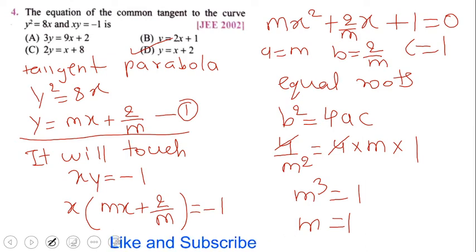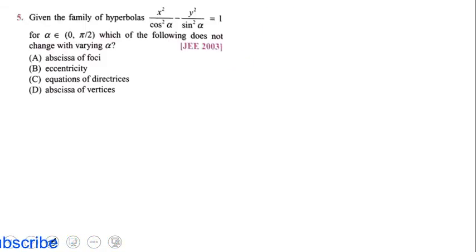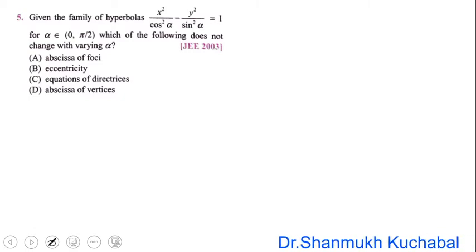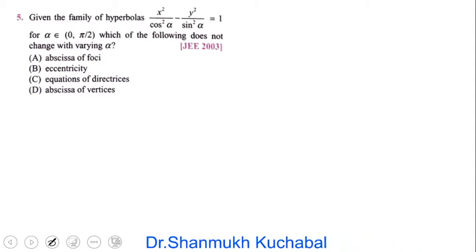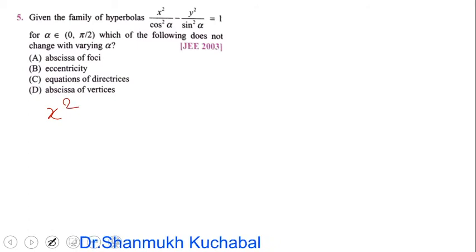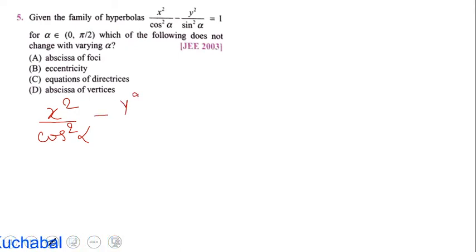This is the first page solution and this will be the second page solution. Okay, we'll move to the next example. So given information, we'll note it down. Given the family of hyperbolas, the equation is x square by cos square alpha minus y square by sin square alpha equal to 1.